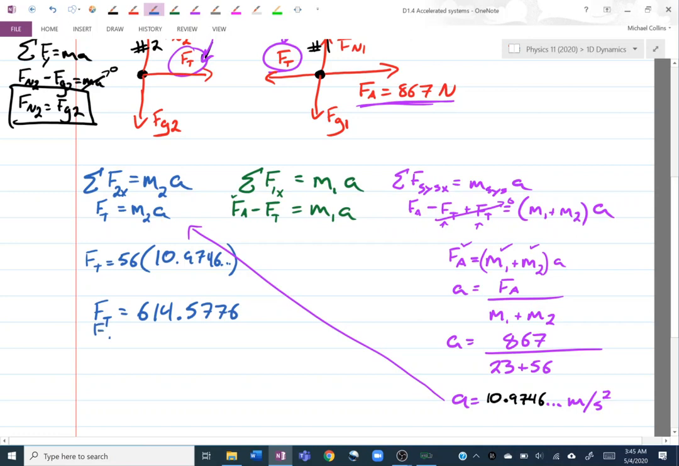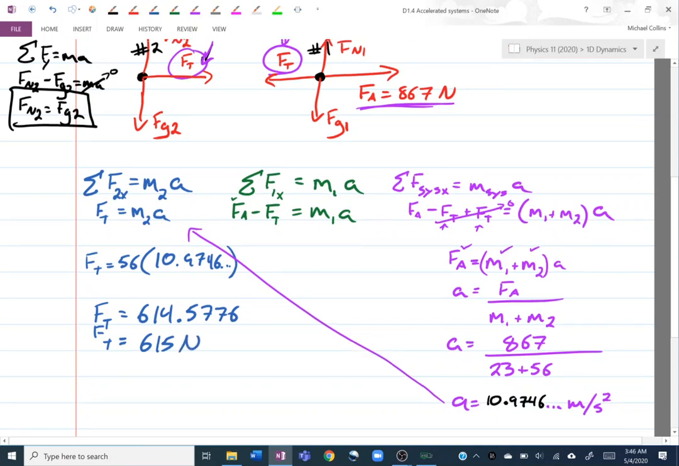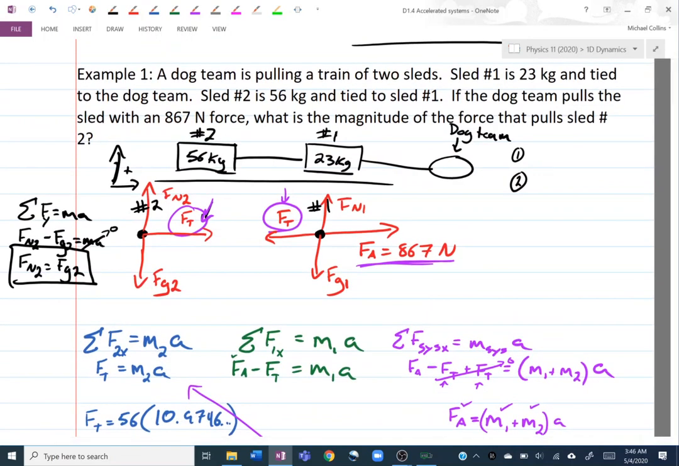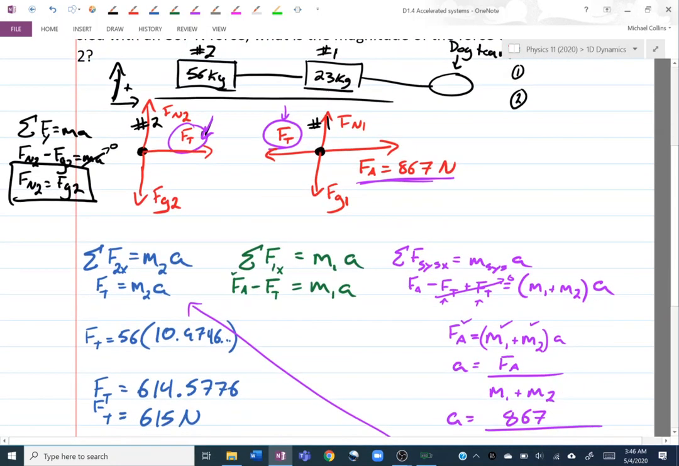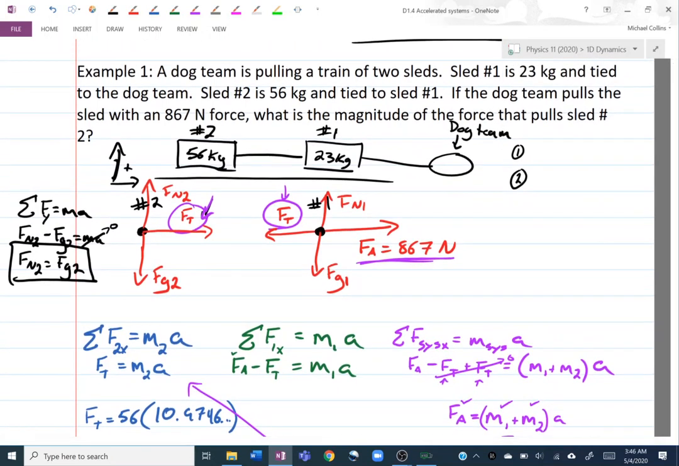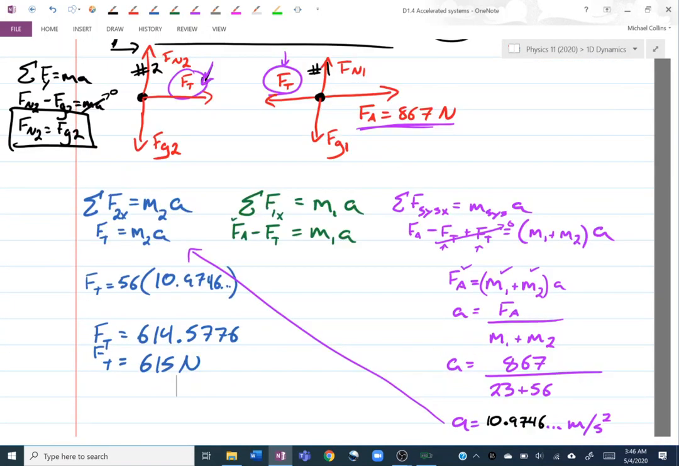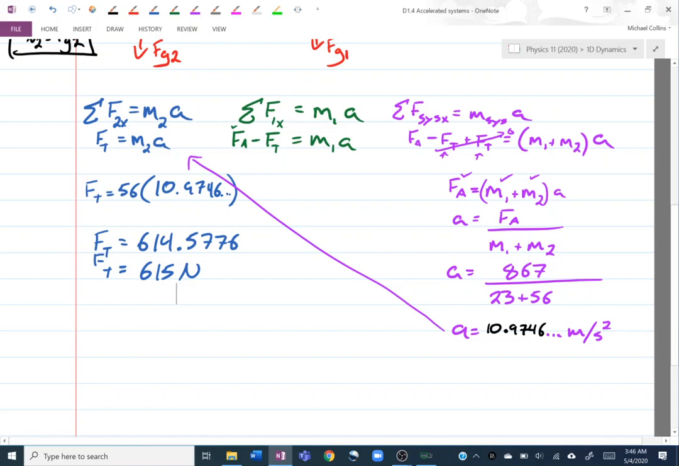$614.5776. My FT is equal to 615 newtons. I'm just going to look back. Sled number 1 is tied to the dog team, and sled number 2 is tied behind it. That's 615 and 867. All this is making sense to me. I'm liking it. A quick sanity check finds that that looks like it's right.